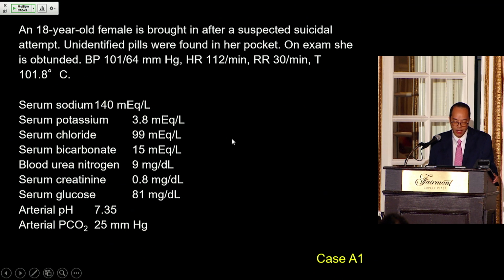Okay, now on to something different. An 18-year-old female is brought in after a suspected suicide attempt. She has unidentified pills in her pocket, and on exam she's obtunded with a blood pressure of 101/64, heart rate 112, respirations of 30, temperature of 101.8. Here are her labs, which include a bicarb of 15 and an arterial pH of 7.35 and PCO2 of 25. I'll give you 2 seconds to digest that.